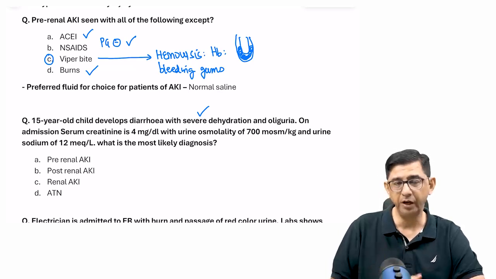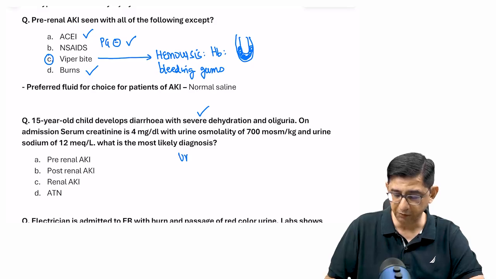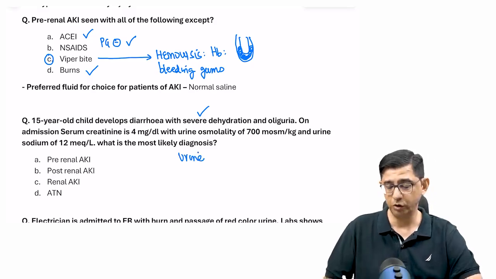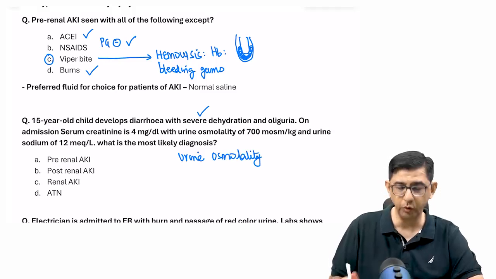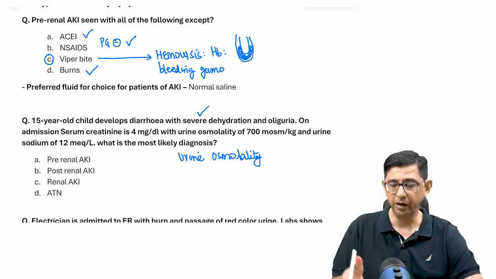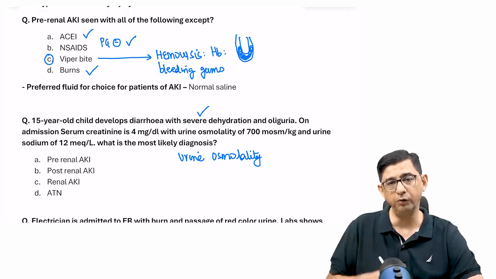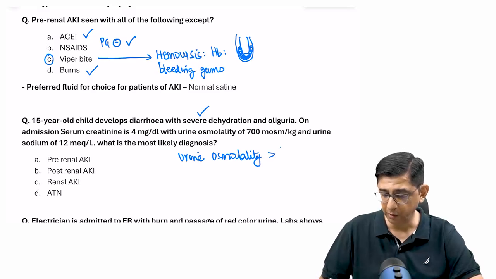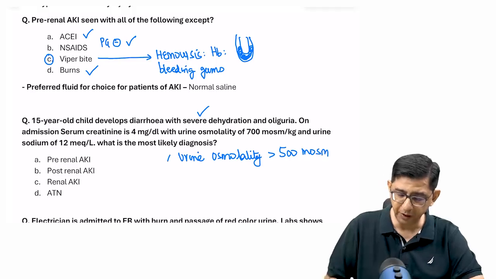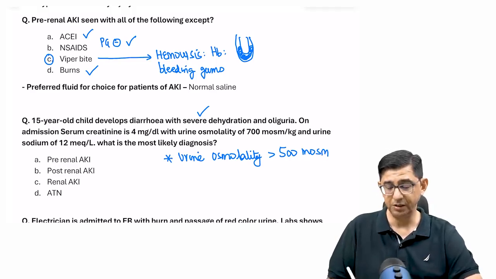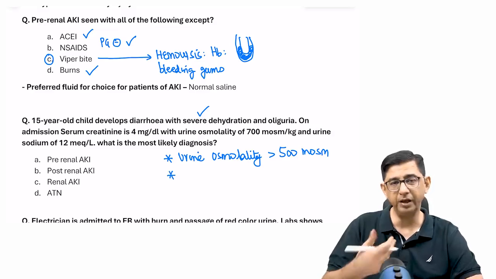In the pre-renal variety, what will happen is that the urine of the patient will become concentrated. You see, if you don't drink water the whole day, then your urine will become concentrated. Similarly, here, if the person is having dehydration, urine will be concentrated. So urine osmolality is always more than 500 milliosmoles whenever pre-renal type of kidney injury is present.